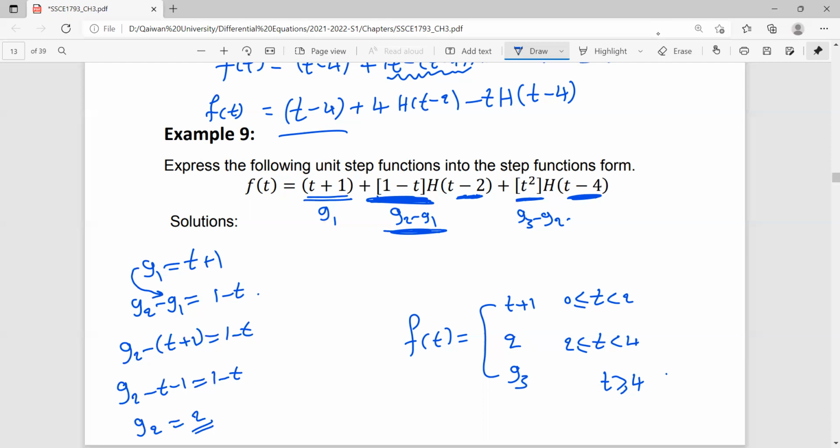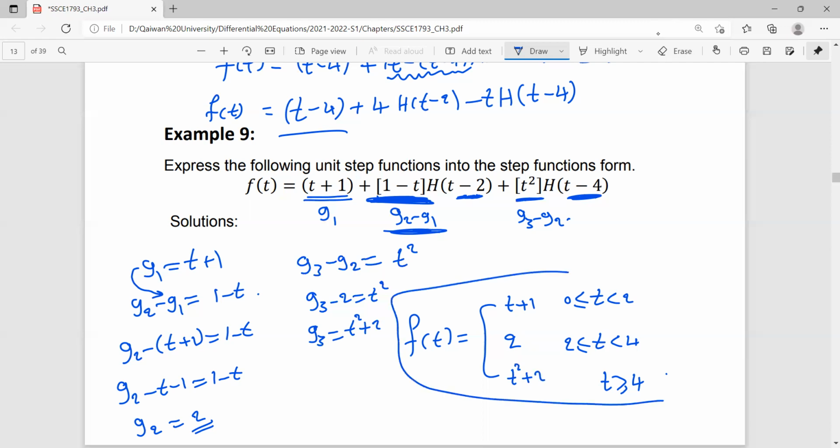Now we find G3, but we know G2. G2 is 2. We found this. We say G3 minus G2 equals t squared. So G3 minus 2 is t squared. That means G3 is t squared plus 2. So here you say G3 is t squared plus 2. This is the step function.